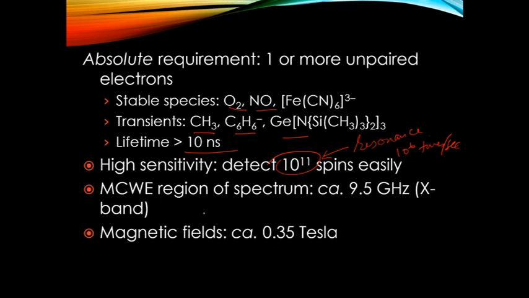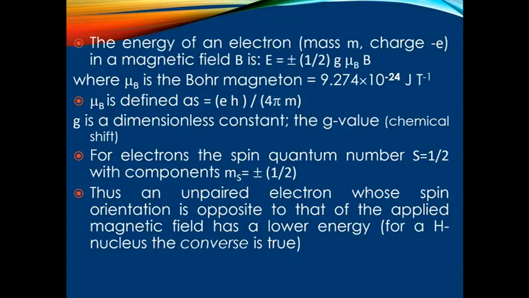Now the microwave region of the spectrum is cited as 9.5 GHz, with a magnetic field of 0.533 Tesla. The energy of the electron is given by E = g mu_B B, where mu_B is the Bohr magneton. We need to remember this value in joules per Tesla, 9.274 times 10 to the minus 24. mu_B is defined by eh over 4 pi m. g is dimensionless, and this g value is what we see as the chemical shift. Here, in NMR, we see it as delta. We should know the g value, so in the coming slides I am going to tell about this.